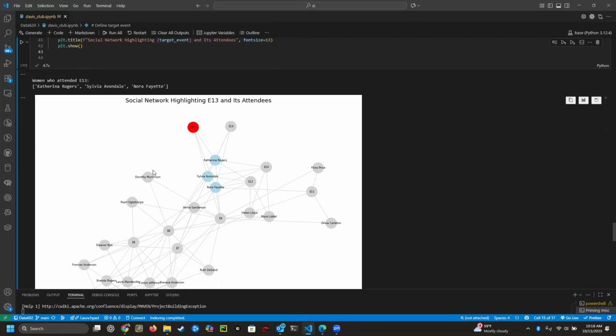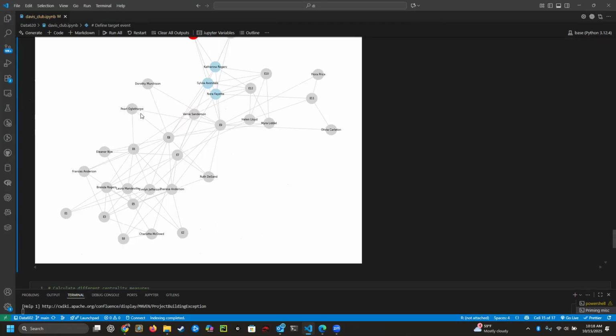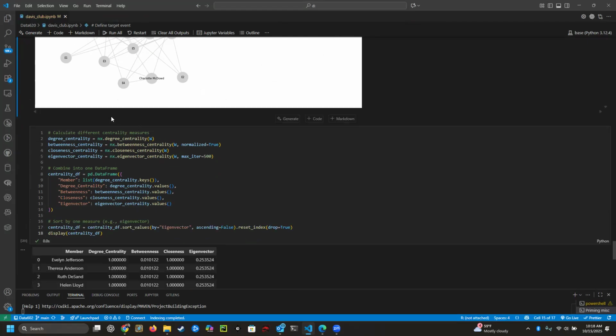And again, we see how NetworkX takes this information to populate the plot, and we can also see the connections of the women nodes to that event.